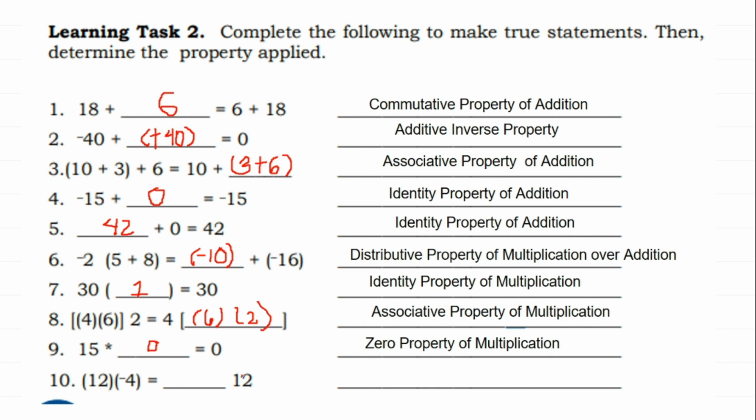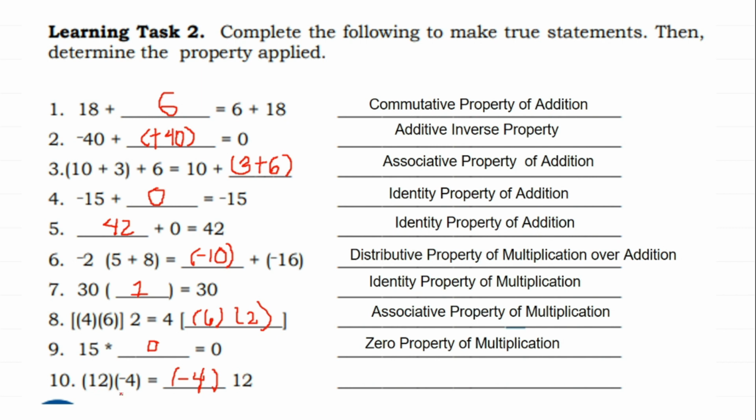Okay, let's have the last one, which is number 10. Sabi dyan, 12 multiplied to negative 4 is equal to blank multiplied to 12. So, ano nawawala? Ano number ay multiply mo kay 12? So, si negative 4. Okay? Ang pinagkaiba lang nilang dalawa is the order. Or yung arrangement ng ating number. Nauna dito si 12, dito si negative 4, dito sa kabila si negative 4, dito si 12.